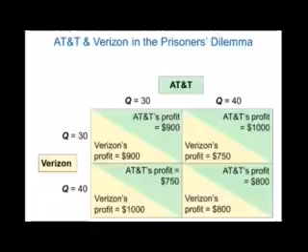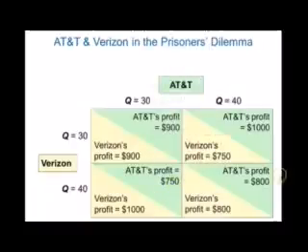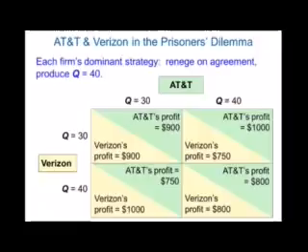From here, we see that if Verizon is producing 30, it's always the best decision for AT&T to produce 40 units. If Verizon produces 40, then of course AT&T should also produce 40. So the dominant strategy of AT&T is to produce 40 units. And same goes with Verizon. You should try that at home and see if you can get it. Each firm's dominant strategy is to renege on the agreement and produce quantity at 40 units.